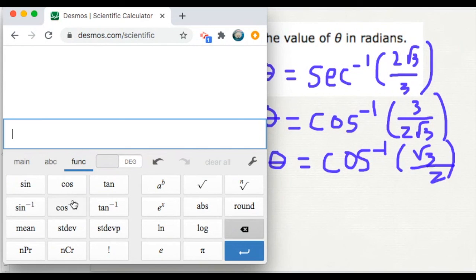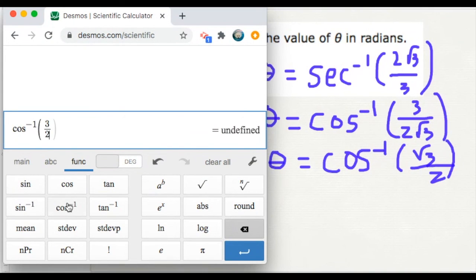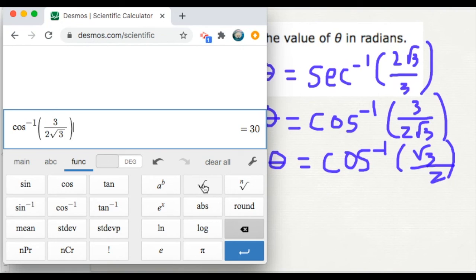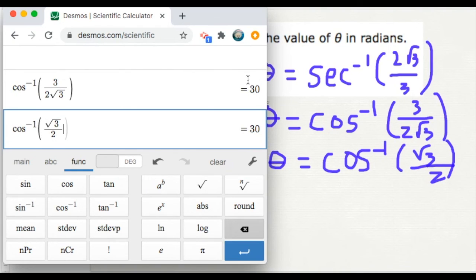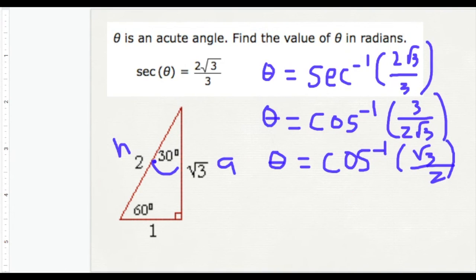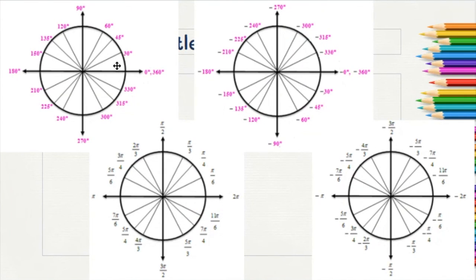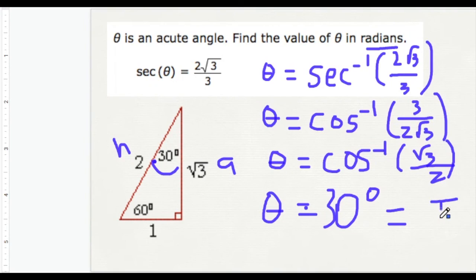Now we can actually put this into the calculator. We can either do cosine inverse of 3 over 2 root 3, or we could also type cosine inverse of root 3 over 2. They will both be the same. Just make sure you are in degrees. You will get 30 degrees for both of them, but also make sure that you change it back to radians because that is what the question asks for. So what is 30 degrees in radians? Well, remember from the unit circle, 30 degrees is pi over 6. So your answer, theta, equals pi over 6.